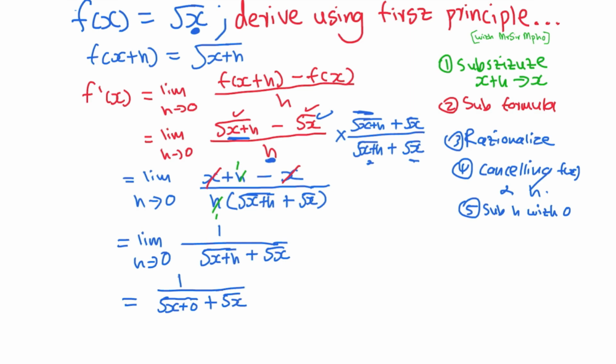Now, why didn't I write lim h approaches 0? Because h is now 0. I substituted h as 0. Come on, right? Then, what is x plus 0? It's x. The square root of x plus the square root of x is going to give me 2 times the square root of x. So I'm just going to be left with 1 over 2 times the square root of x. And that's going to be the answer.